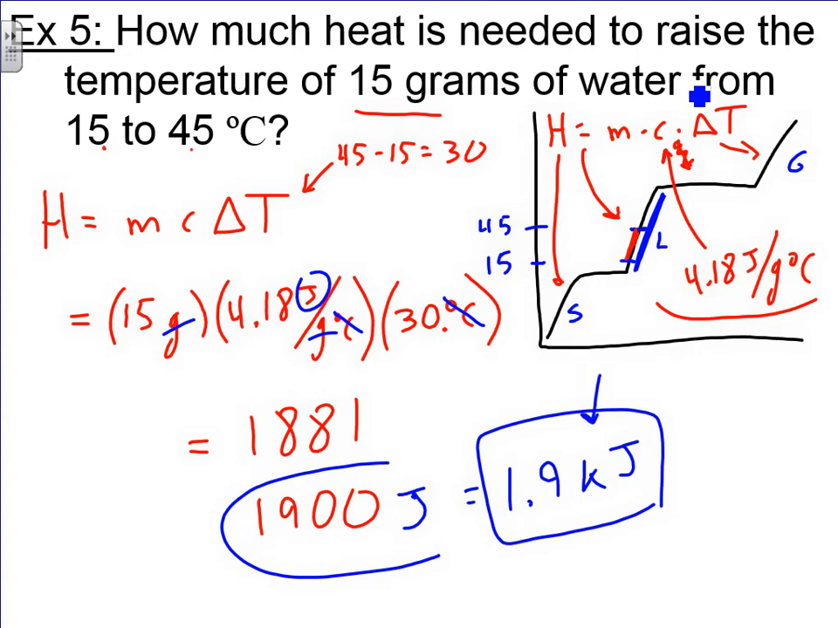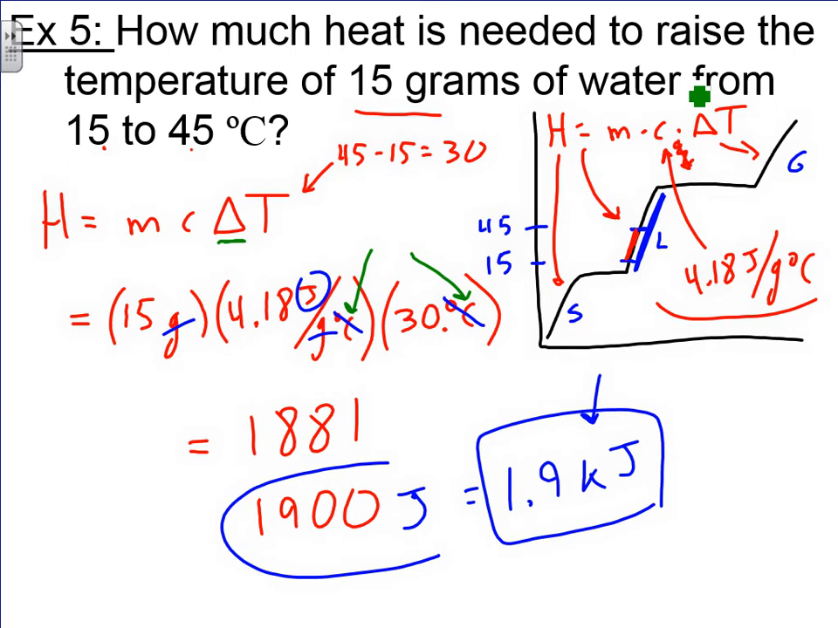Now, I should say something I probably didn't mention earlier. Notice that we're using Celsius and not Kelvin in these calculations. And somebody may ask, well, why are we using Celsius? Isn't that not a good scale? It turns out you could use Kelvin and your answer will be the same. Because this is the change in temperature and not the absolute temperature, the change in temperature in Celsius is the same as the change in temperature in Kelvin.